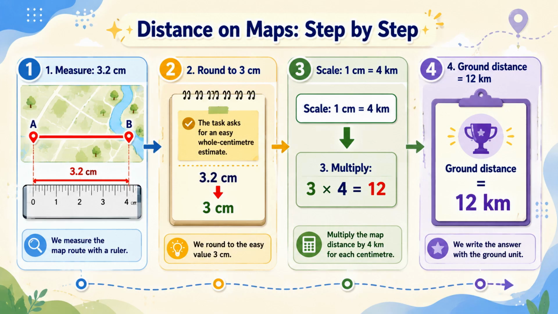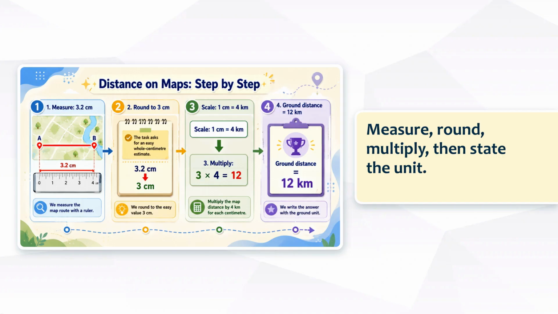Measure the route first, round only when an estimate is needed, then multiply by the scale value. Here, 3 centimeters at 4 kilometers per centimeter gives a ground distance of 12 kilometers. Follow the order shown by the arrows. Measure, round, multiply, then state the unit.